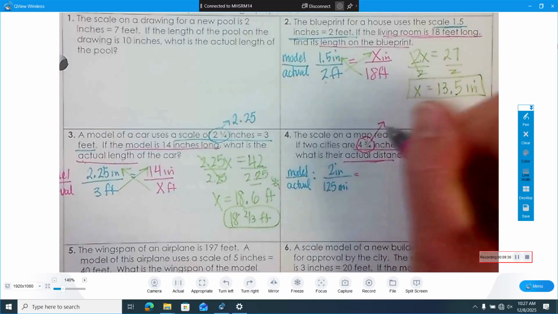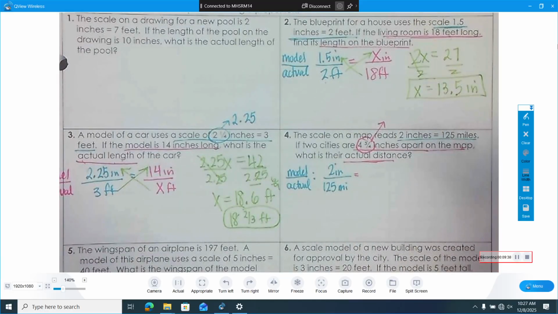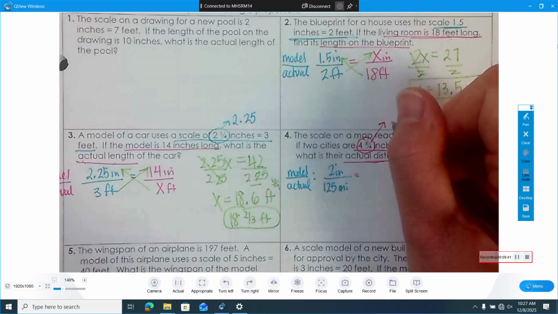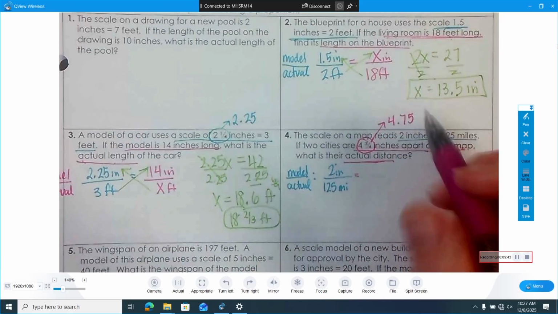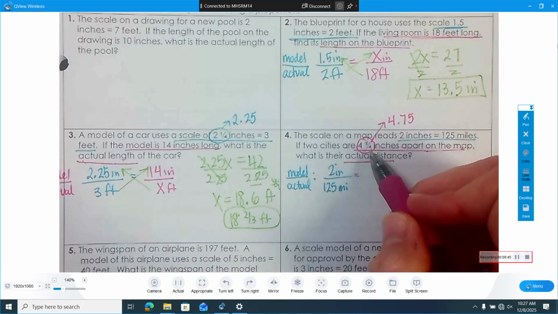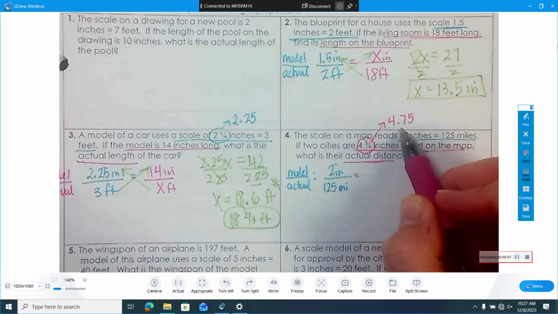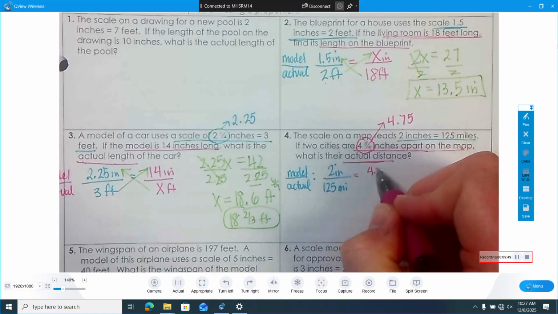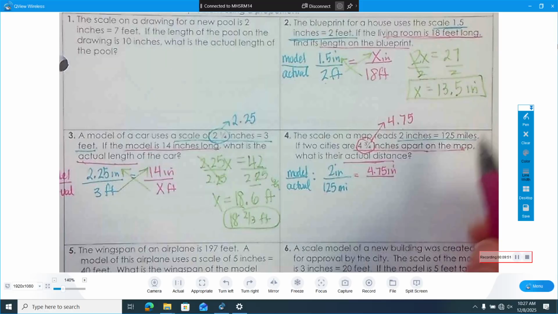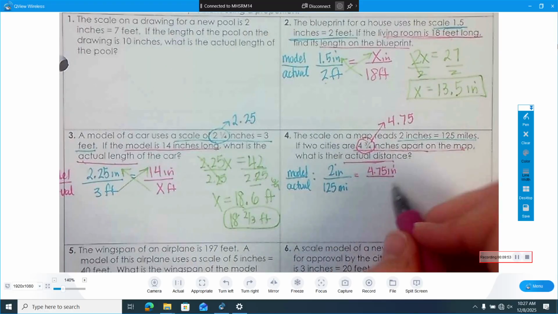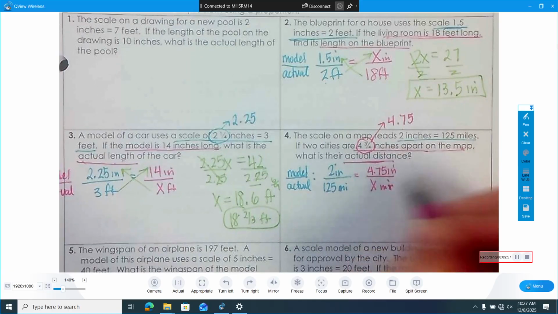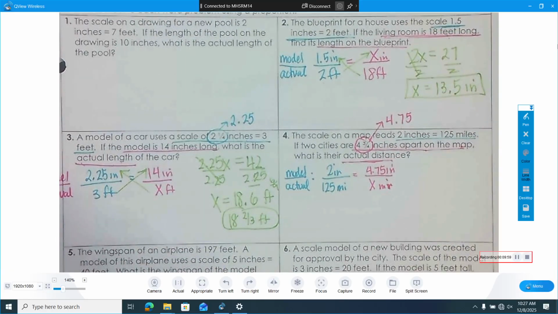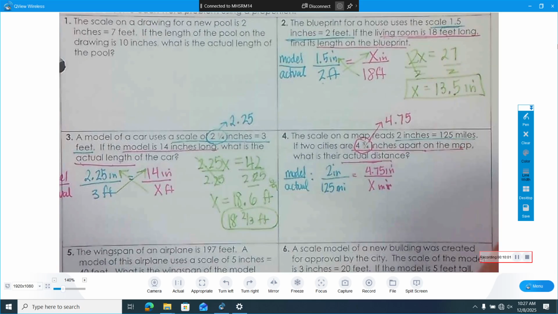I don't like 4 3/4 as a decimal. What is that? 4.75. Remember 3/4. How much money is 3/4? 75 cents. Okay. So 4.75 inches. And the actual distance, that's my X, and we want to figure out how many miles that is. So there's our setup, there's our proportion, and we can cross multiply.